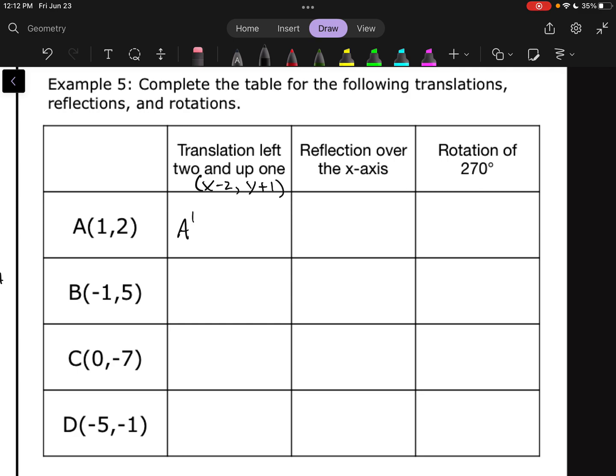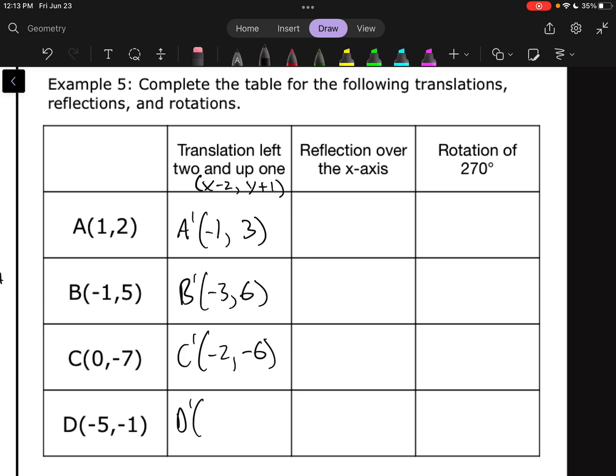So 1 minus 2 is -1, and 2 plus 1 is 3 for A prime. For B prime, -1 minus 2 is -3, 5 plus 1 is 6. For C prime, 0 minus 2 is -2, -7 plus 1 is -6. And for D prime, negative 5 minus 2 is negative 7. Negative 1 plus 1 is 0.